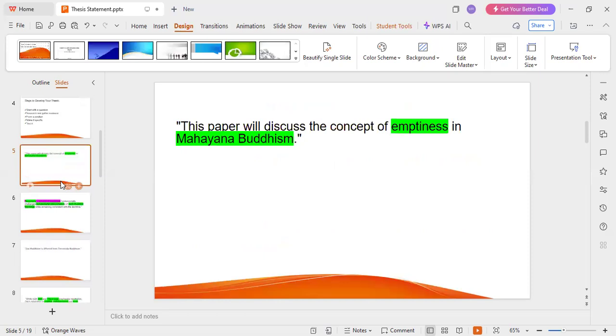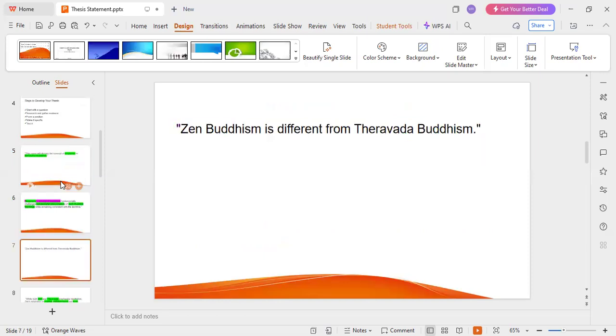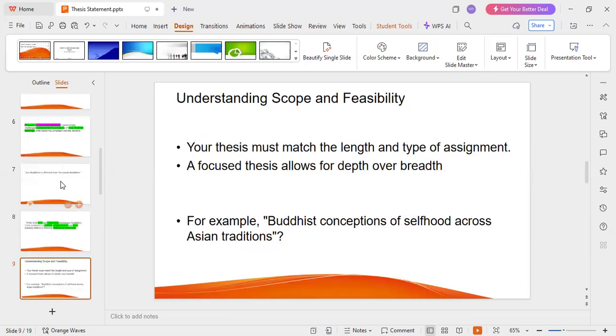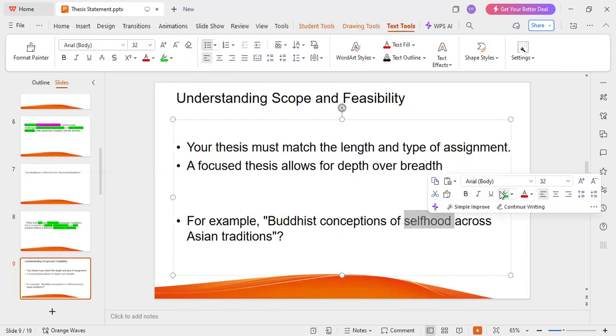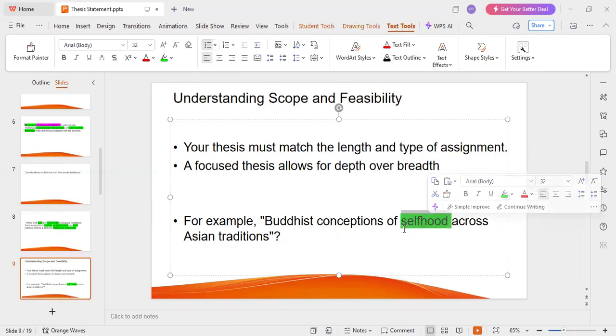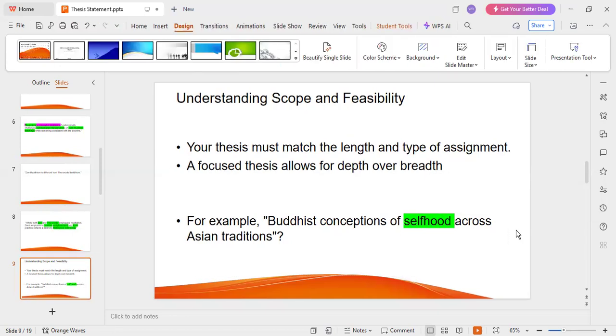The concept of emptiness in Mahayana Buddhism, better than that, I agree. And also this one, right? Because here it refers to the Buddhist conceptions of selfhood. There you can see some sort of a narrowing down is there. True. So there I agree with Reverend Kusala's argument. So the scope is somewhat narrowed down.